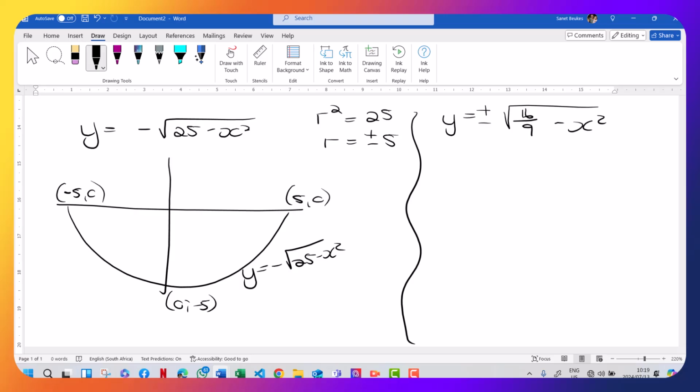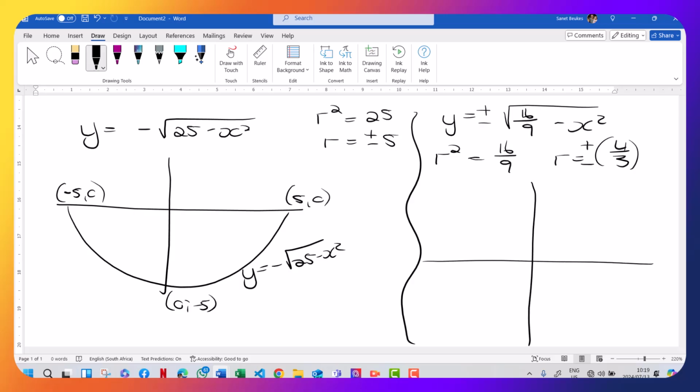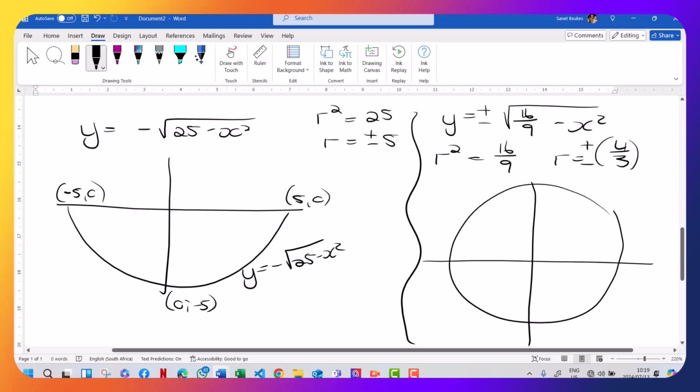Go again to your radius. Radius squared is equal to 16 over 9. Radius will be 4 over 3, but remember, plus minus because it's in a positive and a negative side of your set of axes. So I'm going to have a full circle.